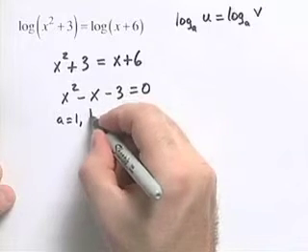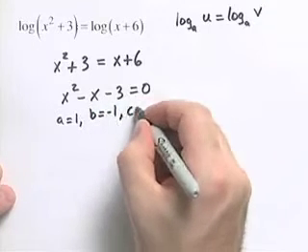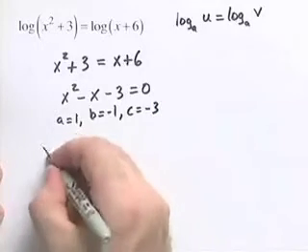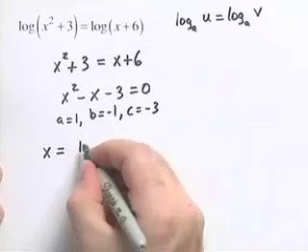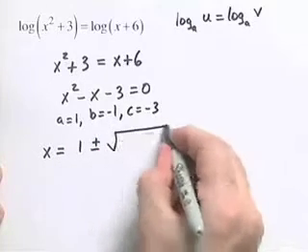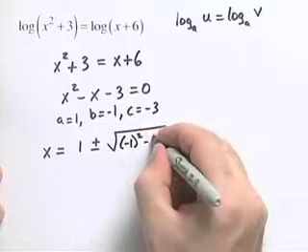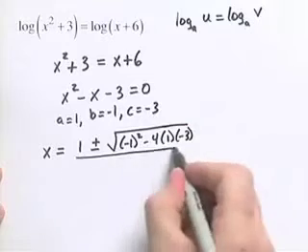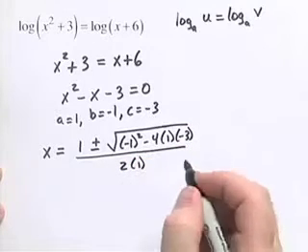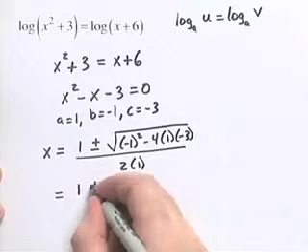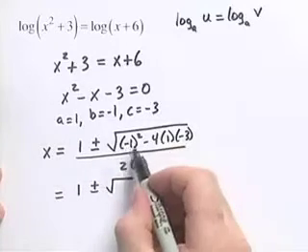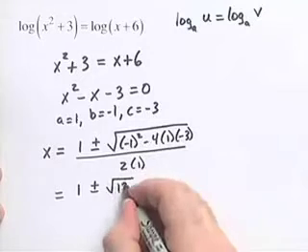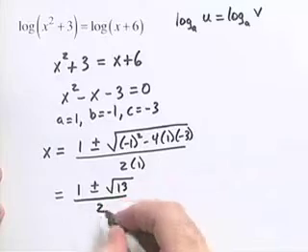A equals 1, B equals -1, and C equals -3. If we plug these values into the quadratic formula, we get x is equal to 1 plus or minus the square root of -1 squared minus 4 times 1 times -3, all divided by 2 times 1. Look at this 1 plus or minus the square root. If we evaluate this inside, we'll have 1 plus 12, which is 13, and then the denominator will be 2.